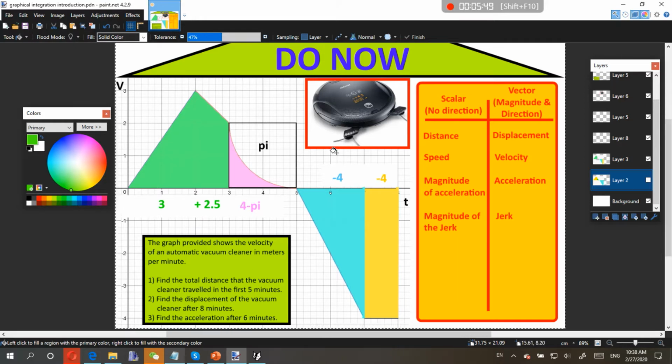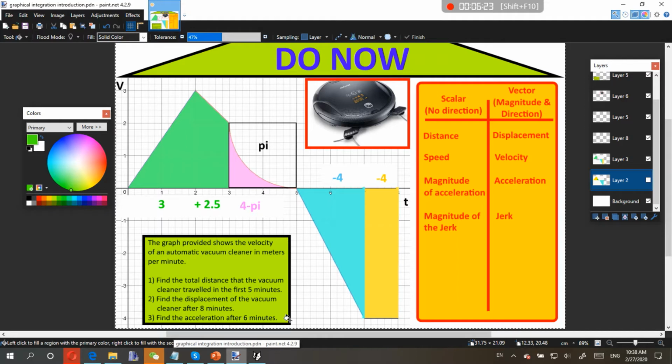If I wanted displacement after 8 minutes, what would I do instead? Minus 8. Okay, so everything we just did minus 8, because displacement does allow the negatives to stay negative. So this would be 9.5 minus 8 is 1.5 minus pi, which would be my displacement after 8 minutes.